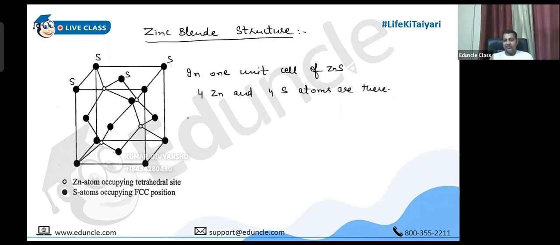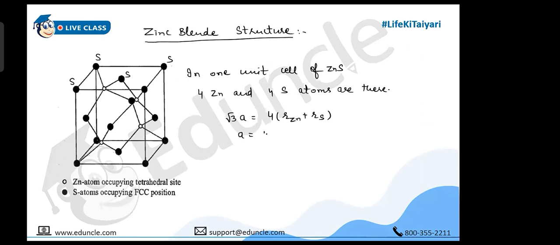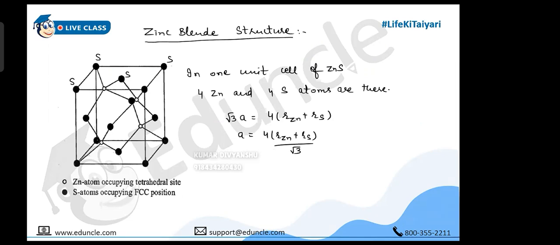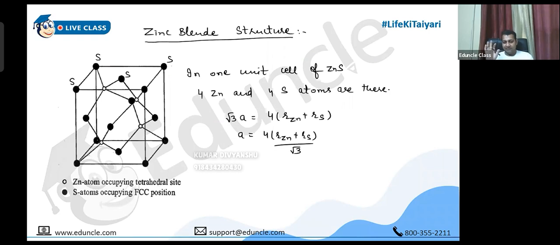Now what about the edge length? Earlier in case of diamond, we wrote root 3a equal to 8r, but now in this case, root 3a will be equal to 4 times radius of zinc plus radius of sulfur. So a will be 4 times r zinc plus r sulfur by root 3. Clear? Now what about the packing fraction? Everything is the same. The only thing is you have to split that 2r carbon into r zinc plus r sulfur. That's it.